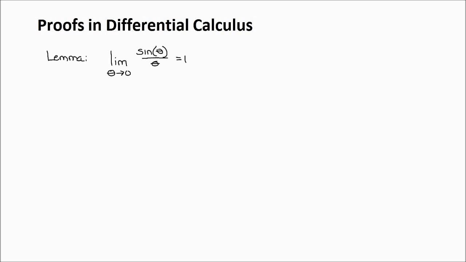In this video, I'm going to prove the lemma, the limit as theta approaches 0 of sine of theta over theta is equal to 1. And before I prove this, I want to show that this is true through a justification. The justification requires us to replace the letter theta with x. So I'm going to take a look at sine of x over x and look at how both those functions, sine of x and x, grow as x approaches 0.